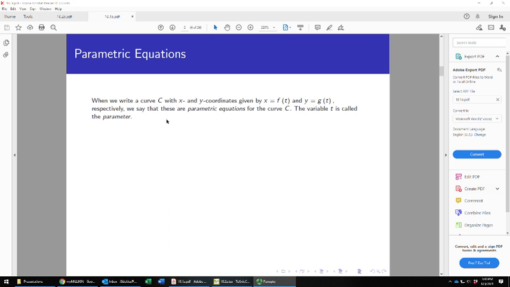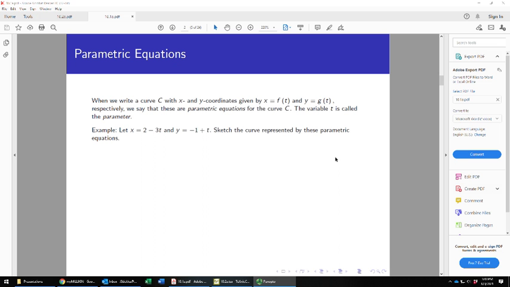Okay, so notice that here we have x and y, both functions of another variable, theta. So when we write a curve where our x and y coordinates are given in terms of functions of a specific third variable, we usually call it t, we say these are parametric equations for the curve, and the variable t is referred to as the parameter.